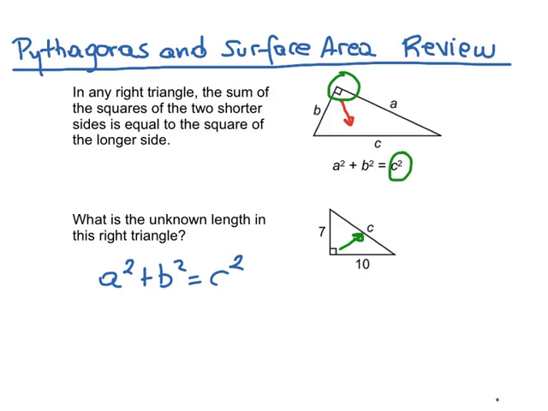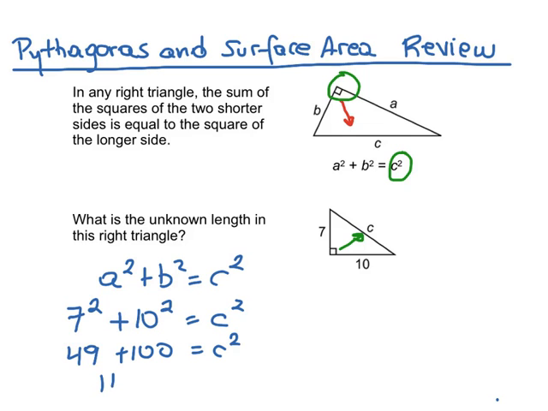In this case, it doesn't matter whether 7 is a or 10 is a. So 7 squared plus 10 squared is c squared. That is 49 plus 100 is c squared. That means 149 equals c squared. In order to find the value of c, we have to square root both sides. And if we square root 149, we'll get 12.2, and that is the value of c.